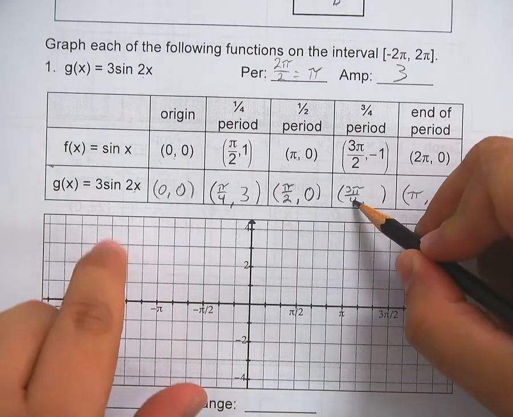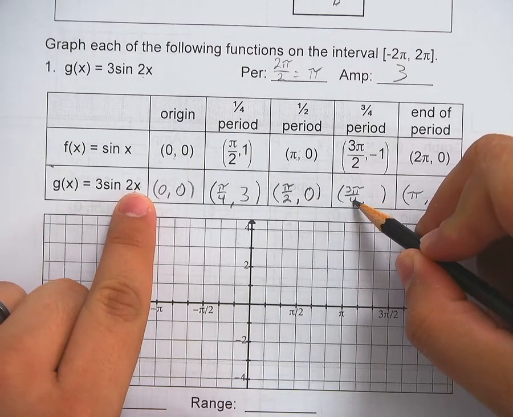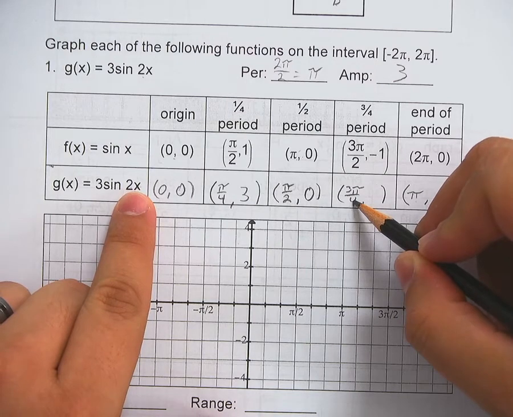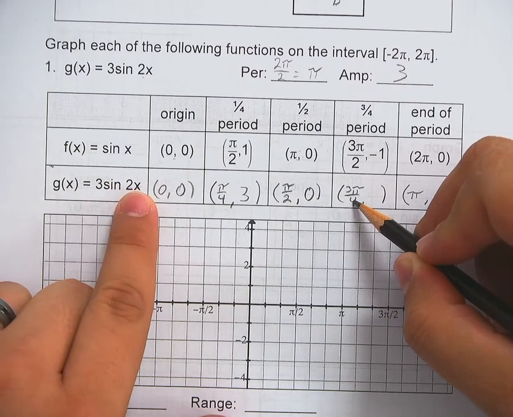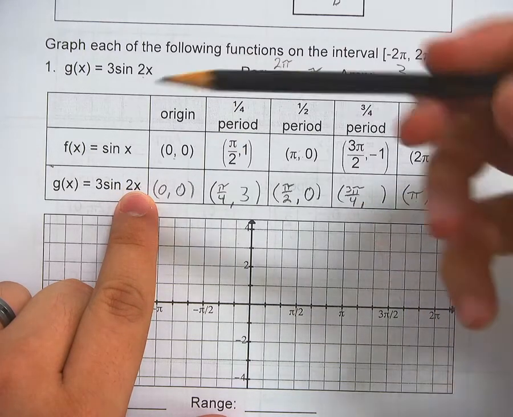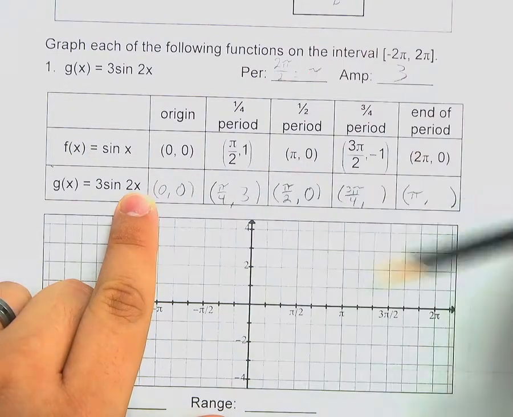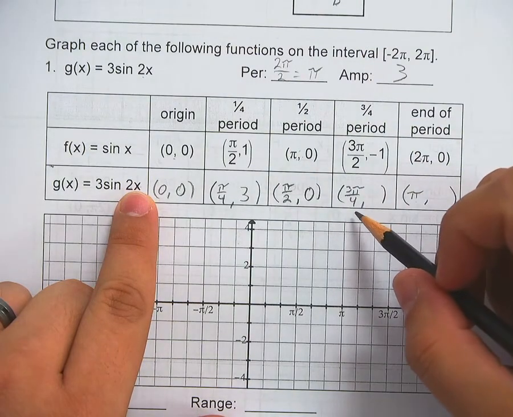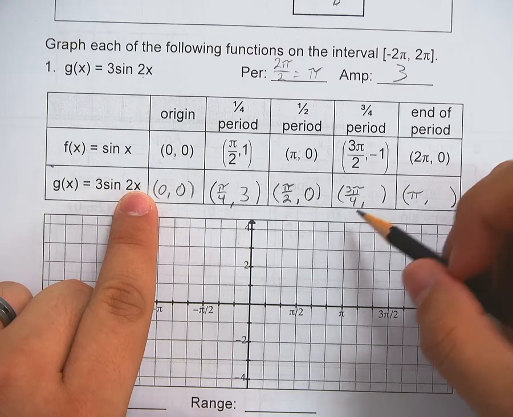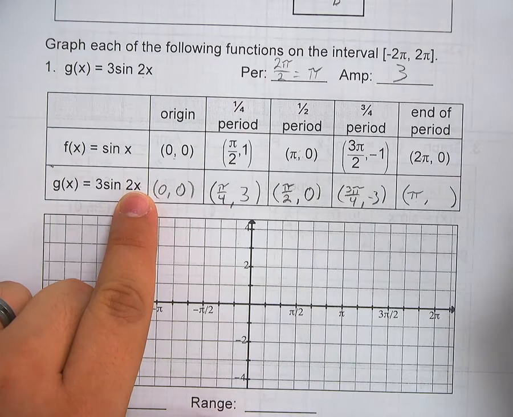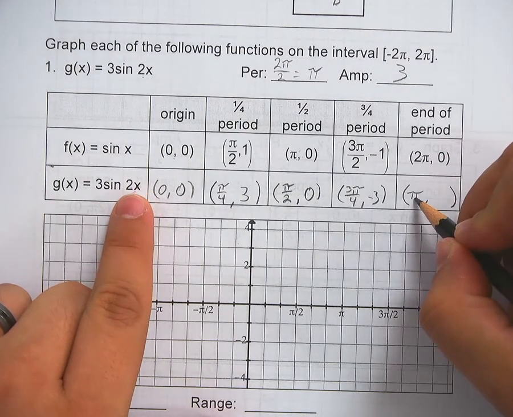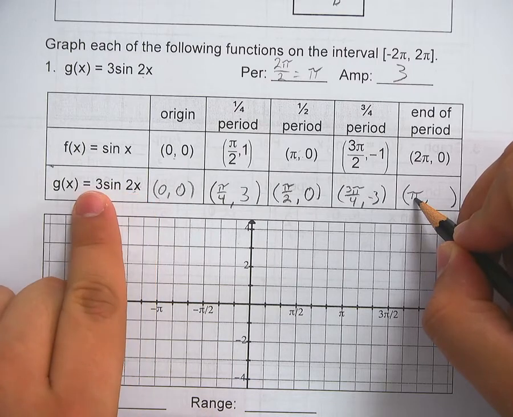3 pi over 4, right? This ends up being 6 pi over 4, which is 3 pi over 2, right? So this is the sine of 3 pi over 2, which is down by the 270-degree mark. The sine of 3 pi over 2 is negative 1, times 3 is negative 3. Now we've got pi times 2, 2 pi. Sine of 2 pi is 0, times 3 is 0.